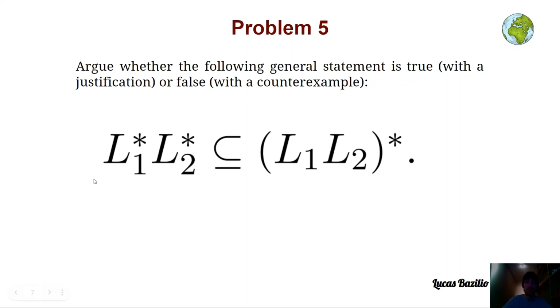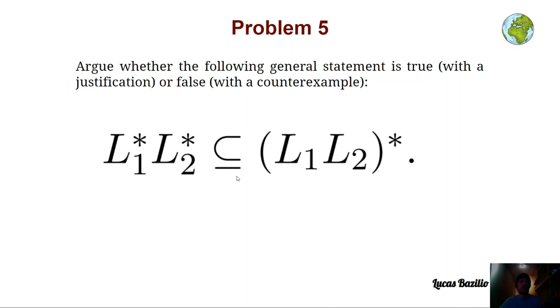So this is the statement that we have. Essentially what it is saying is that if I have a language L1 and I apply the Kleene closure operation to it, and I concatenate it with another language L2, also applying the Kleene closure, the resulting language is a sublanguage, a subset, of the language that results from first concatenating both of these languages and then applying the Kleene closure.